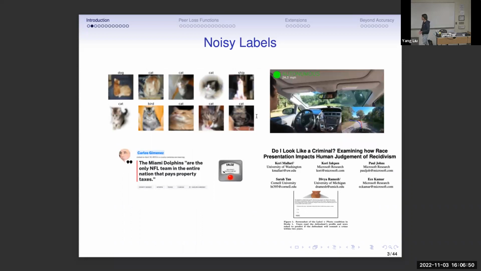Noisy labels are a pretty prevalent problem in practice. Basically, whenever you need human effort, human annotations, or human intervention to collect data, you're going to have some noise in the data. These are not toy examples. Both of these are real examples we collected from Amazon Turk. For this image task, there are 10 cats in the images, but 3 out of 10 were mislabeled as other animals. The fake news detection task was also highly challenging for humans to annotate. This reads like, the Miami Dolphins are the only NFL team in the entire nation that pays property tax, right? I think this is false, but a couple of annotators actually told us they believe this is true.